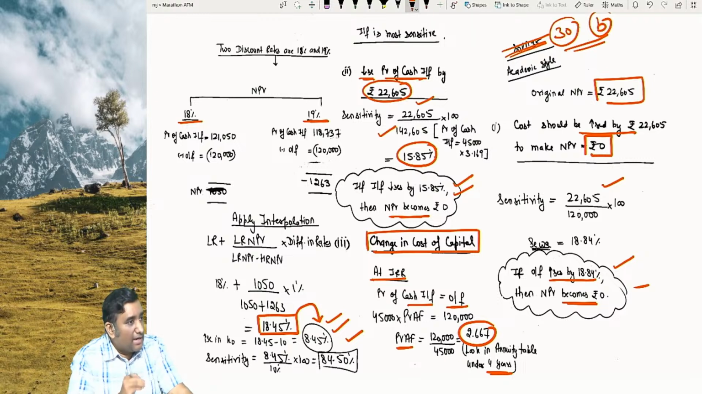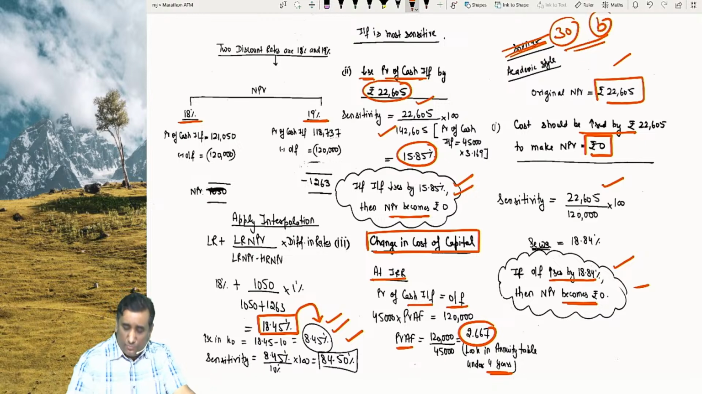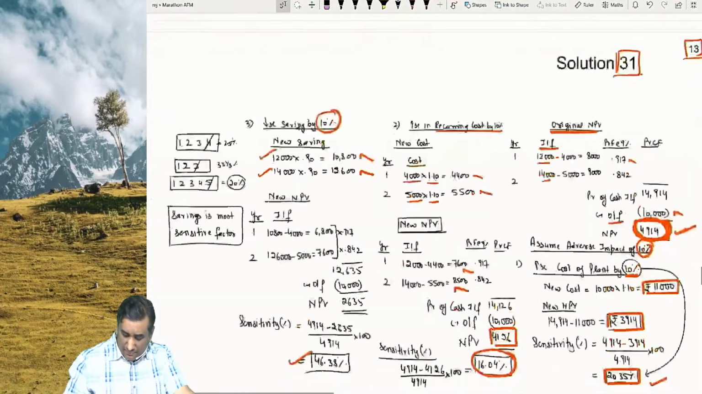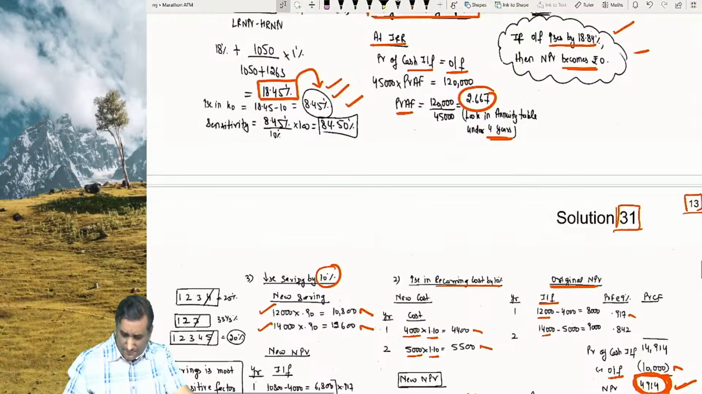In case the question is silent, then whichever method you're comfortable with, actually more comfort comes by change in percentages. But if by chance data is structured in such a way that data is not giving comfort, then you do the academic style. For example, 31 should have been done by academic style only, but since I wanted to practice, I have done both ways. So whichever factor changes least to make NPV 0 is more sensitive. Is that fine? So we have decrease here, and the answer I think comes the same. Same here, it comes out to this.